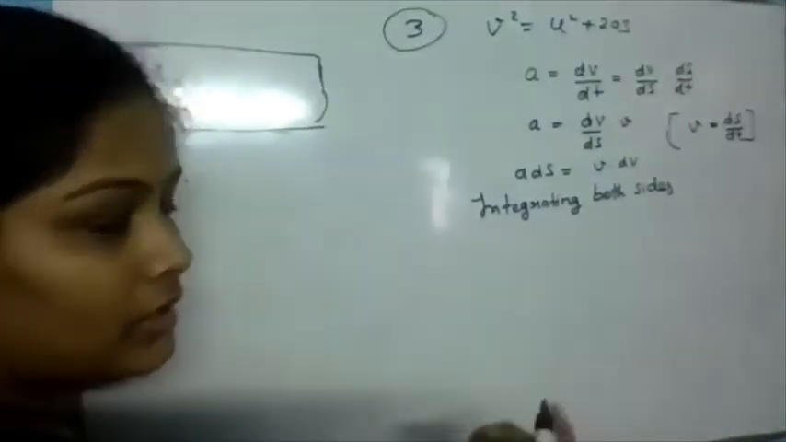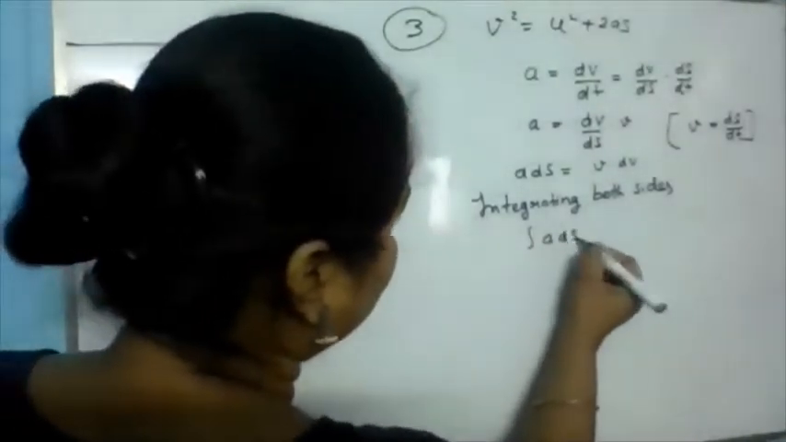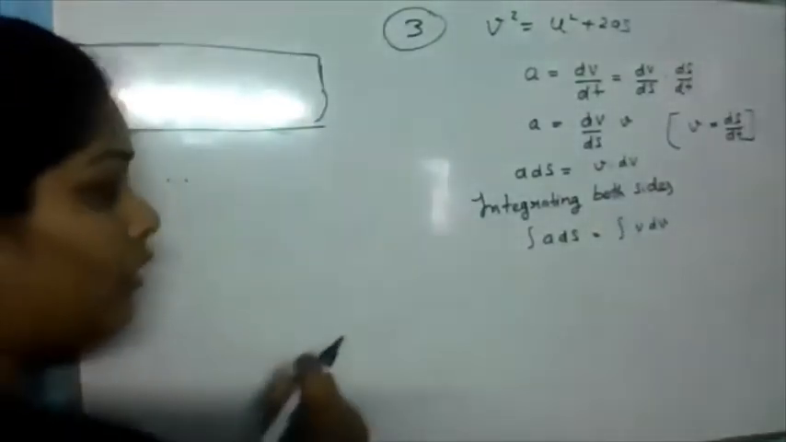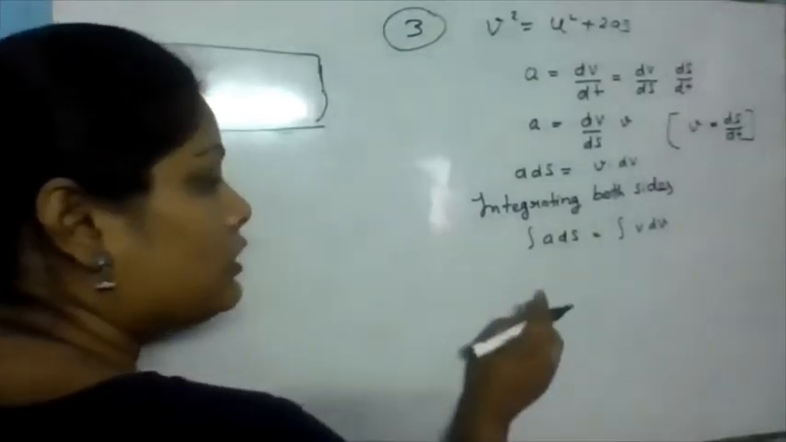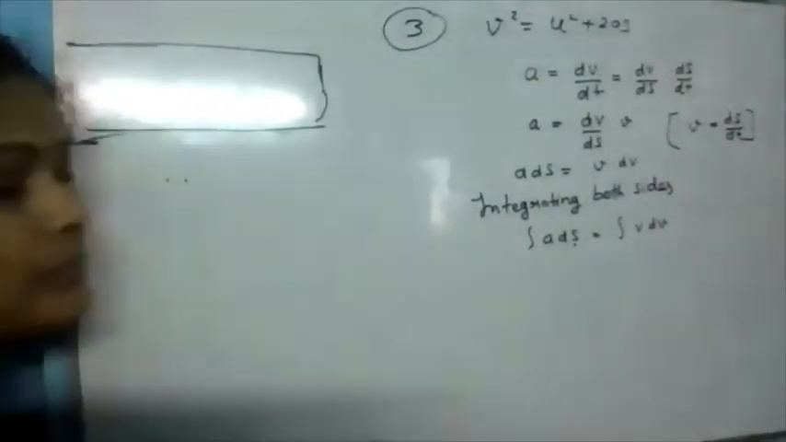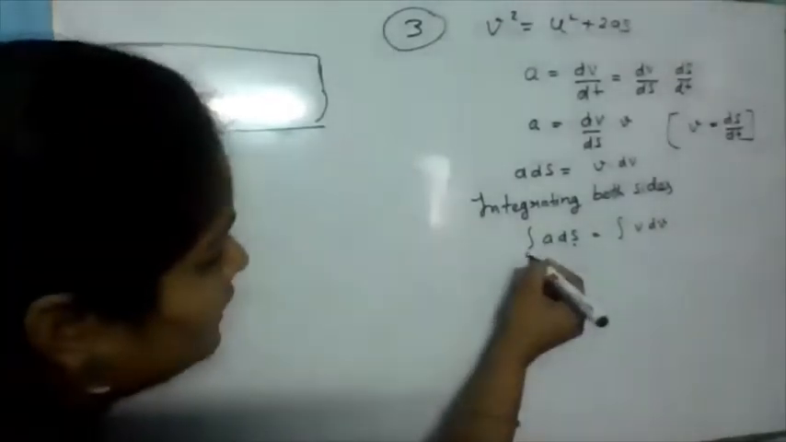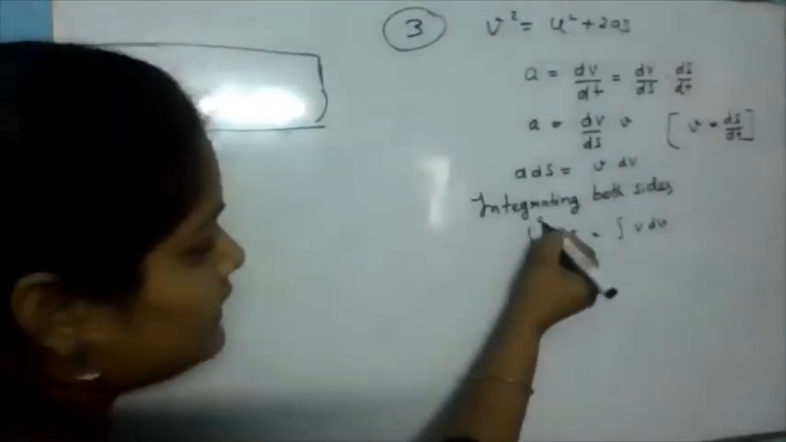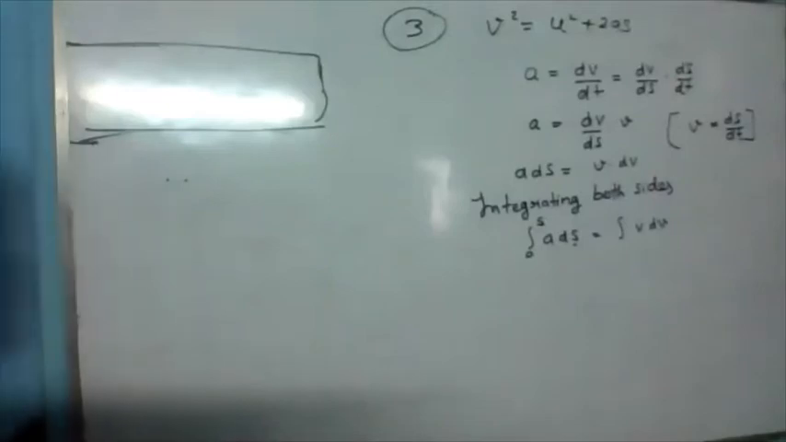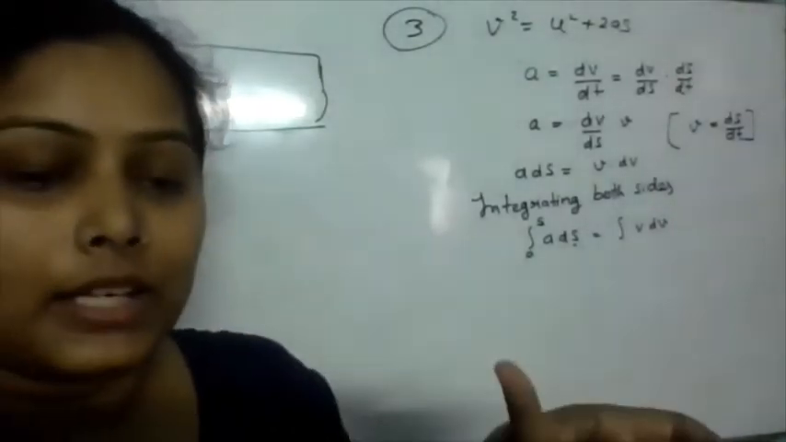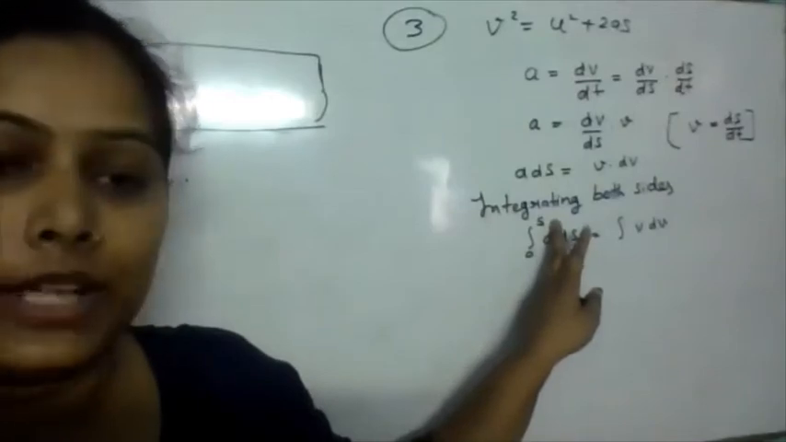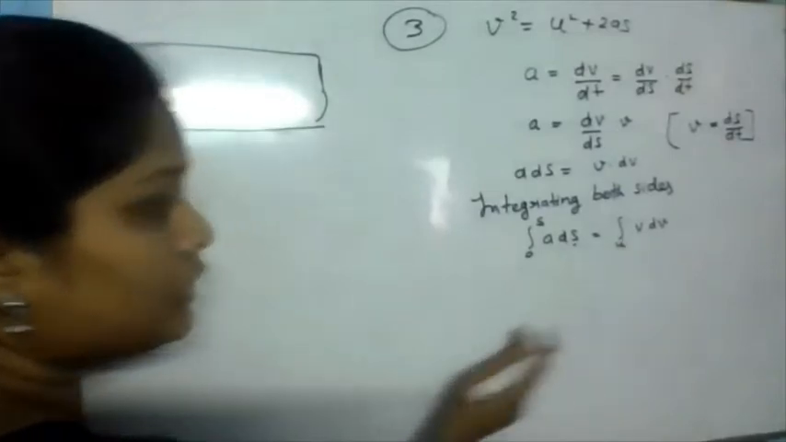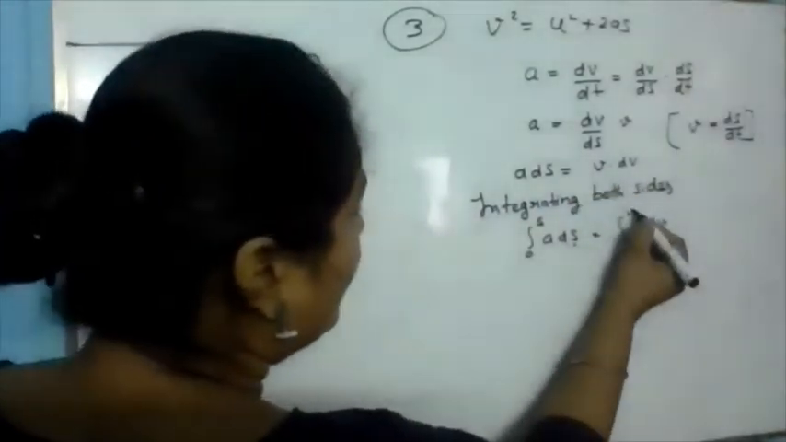For integration, we have to apply the sign of integration. Now for integration, we have to apply limits also. So let's talk about the limit of displacement. At t equals 0, displacement is also 0, right? And after time t, the displacement is s. We are considering that after time t, the particle travels distance, displacement s. Now for velocity, the initial velocity is u, and after time t, the final velocity is v.